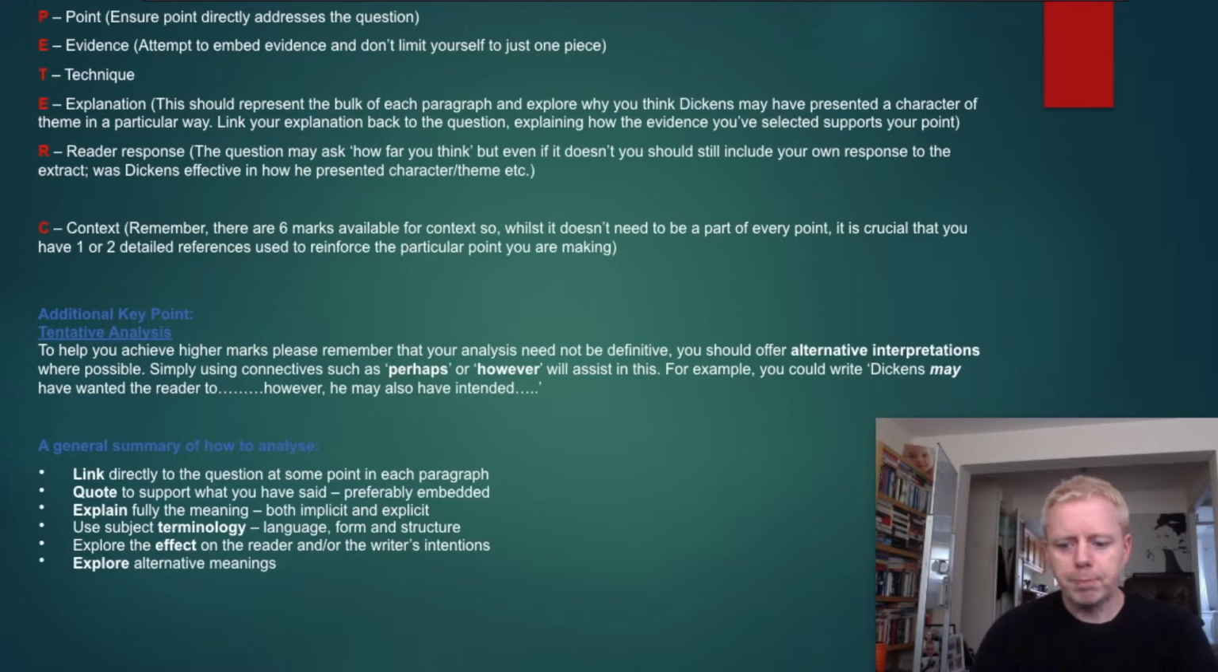Okay, I'm an examiner as well, and I've looked at the top band level descriptors. If you're incorporating these elements, not necessarily in that order, but incorporate all of these elements throughout each point, apart from the context, you're well on your way to top marks.